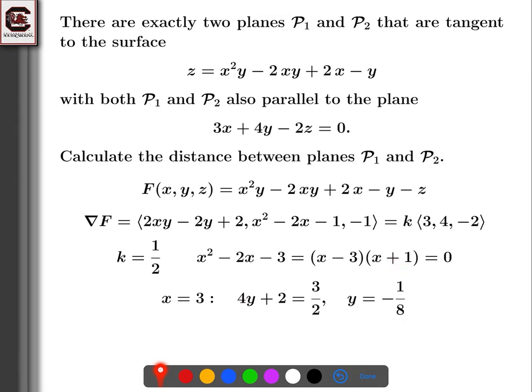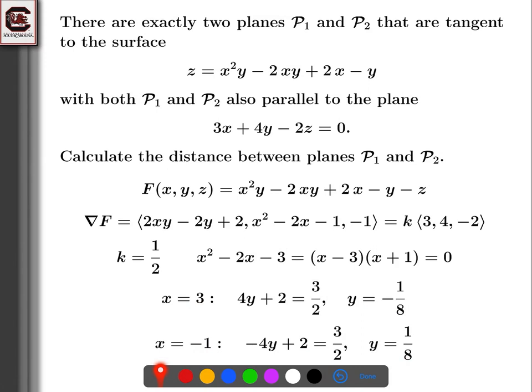When x is negative 1, we're going to have negative 2y minus 2y, that's negative 4y, plus 2 is again 3/2. We take the 2 on the other side. 3/2 minus 2 is negative 1/2. Divide by negative 4, we get y is 1/8. And now we know x and y is either 3, negative 1/8 or negative 1, 1/8.